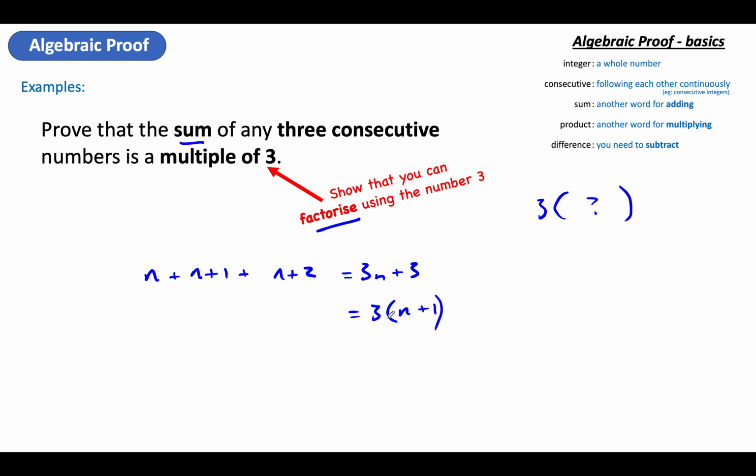If I multiplied this out, I would have 3n plus 3. This shows that it must be a multiple of 3 because it is 3 times something. It doesn't matter what value n's got. This will be 3 times something, which makes it a multiple of 3. Remember, we're saying that n is an integer here.